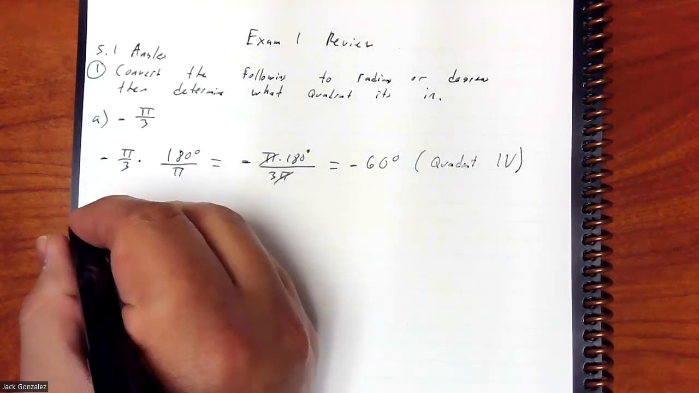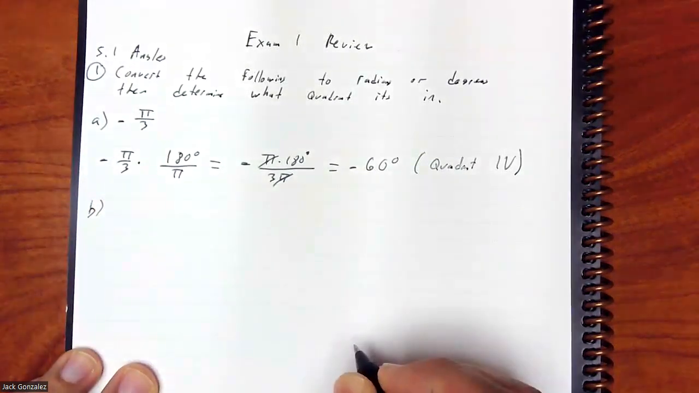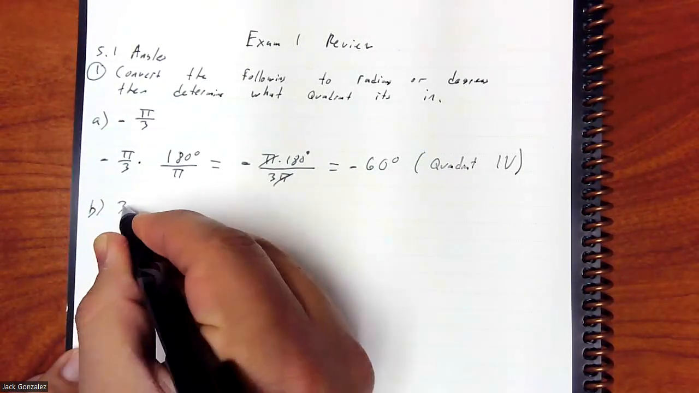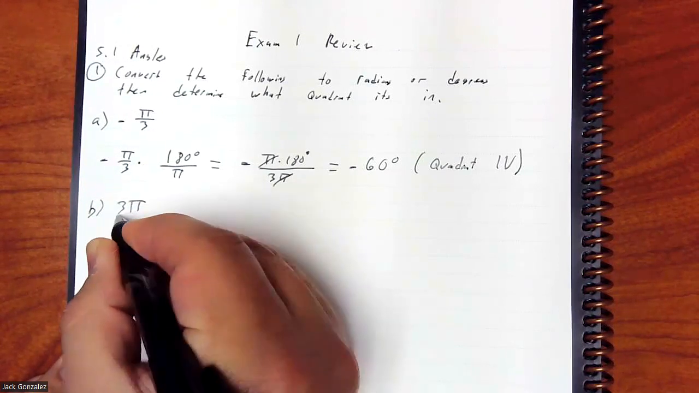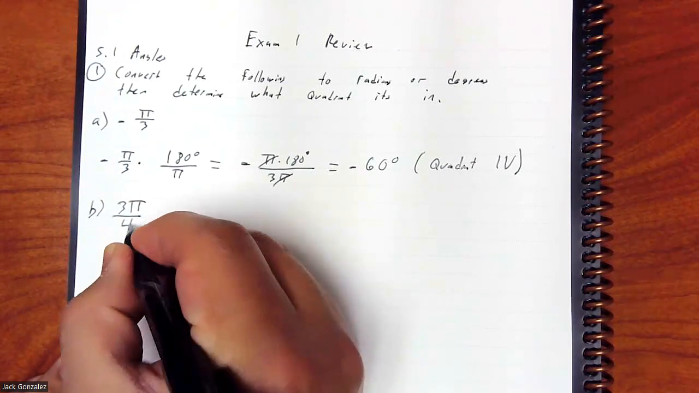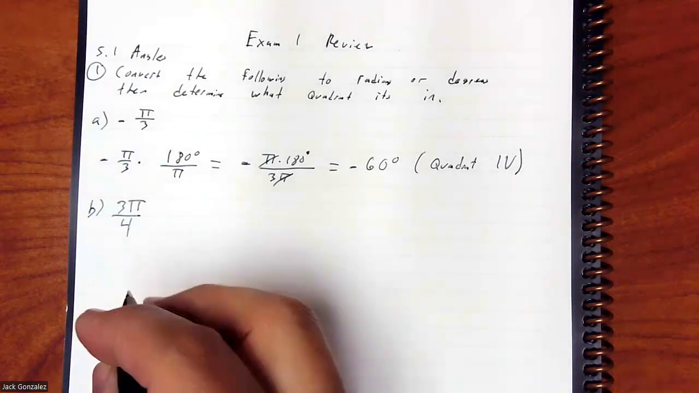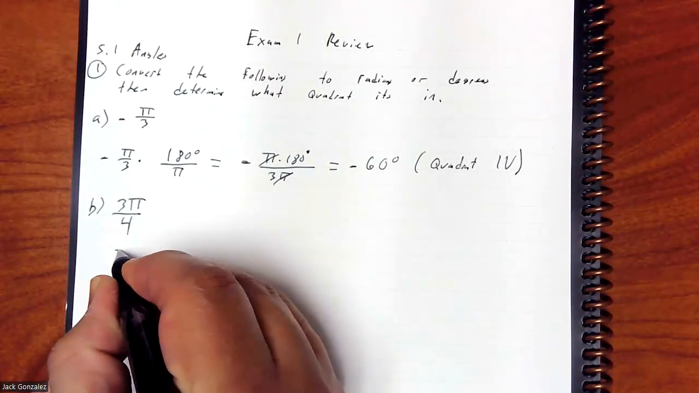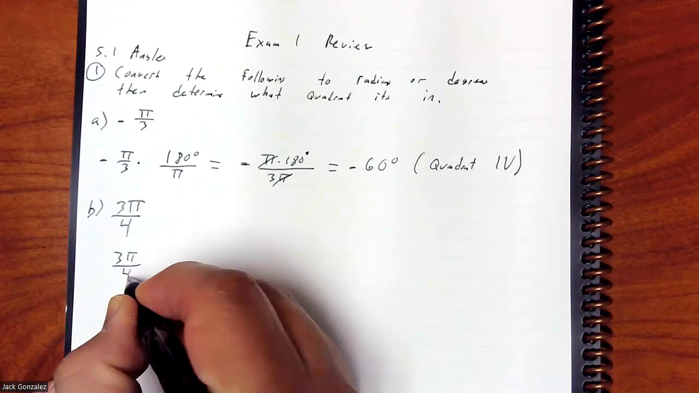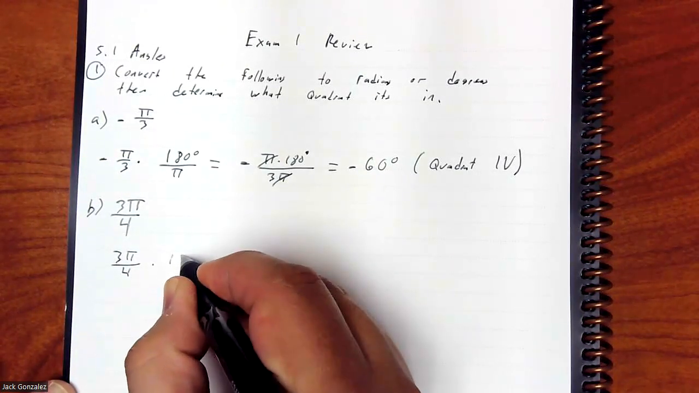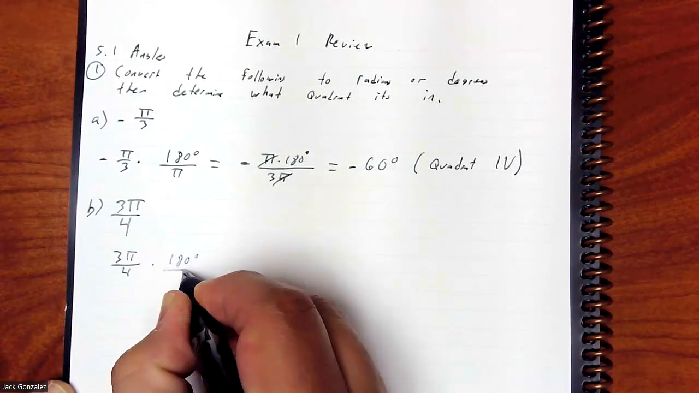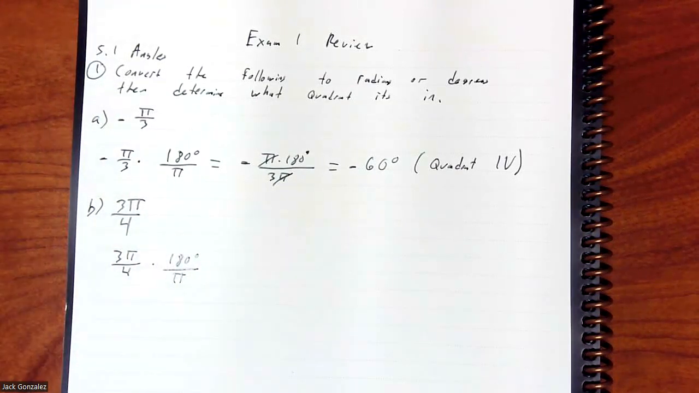Excuse me. Part B. Any questions on part A? Three pi over 4. We will multiply this guy by the same conversion factor, 180 degrees over pi. So the pi will cancel again, and then you'll just reduce your fraction. That's it.